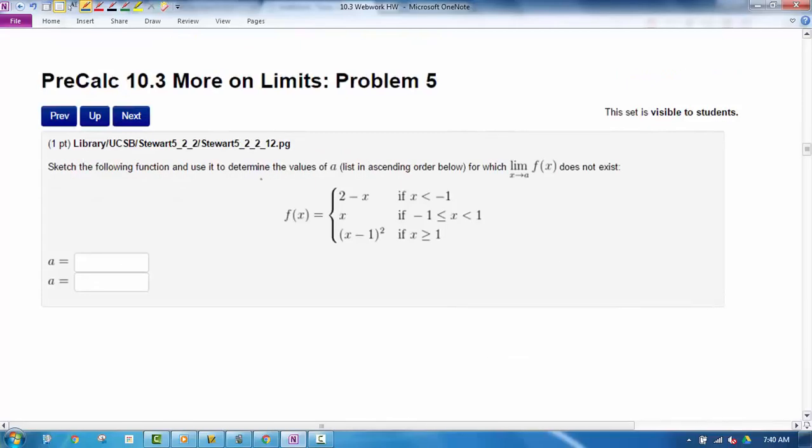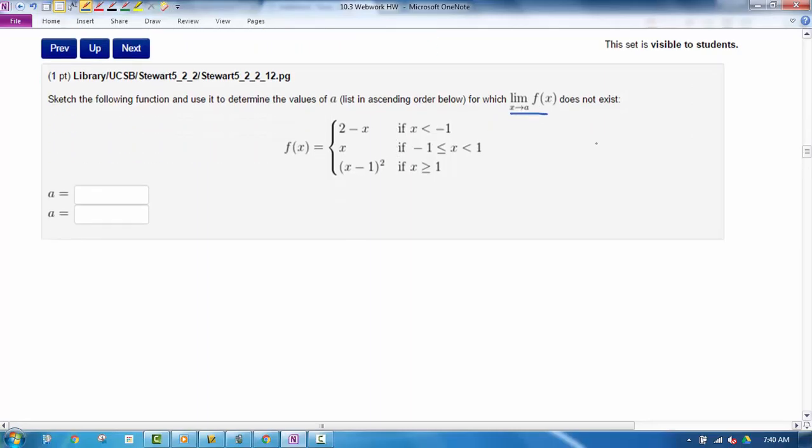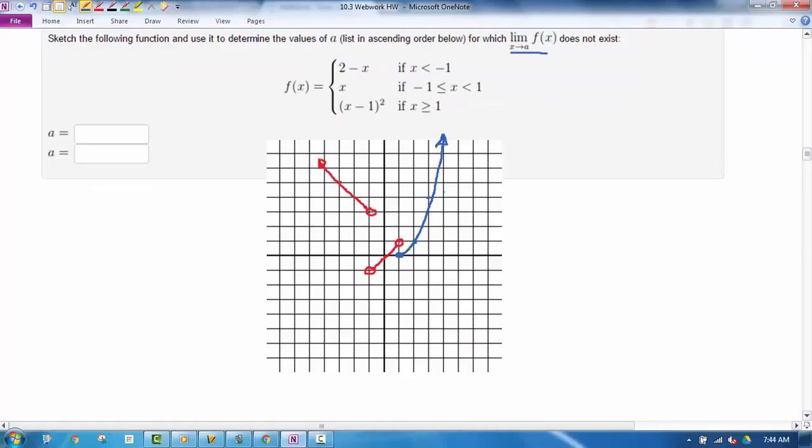Okay, the next problem wants us to sketch the following function and determine the values of a where the limit does not exist. So we have to sketch this. So let me do this real quick. It looks like this. Just graph this line and then just erase the rest of it. That's not less than -1. And graph this line and do the same thing. Erase the rest of it. It's not -1 to 1, and then graph the parabola and erase the rest of it. It's not greater than or equal to 1.